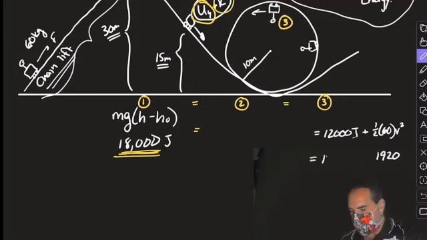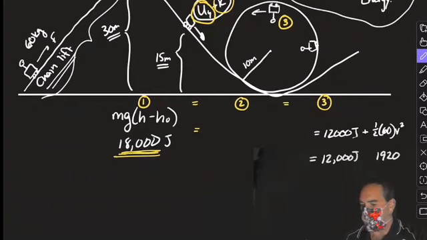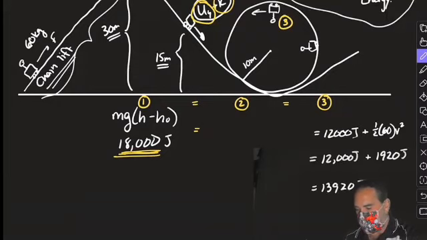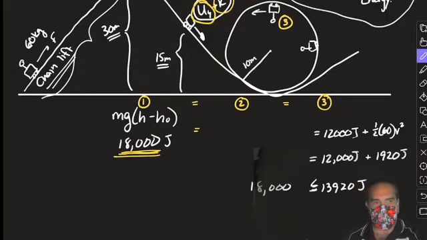And we are still 20 meters in the air. So we have 12,000 joules of potential energy, but only 1,920 joules of kinetic energy. Now, when you add those two things together, we get 13,920 joules of energy. Is this less than, equal to, or greater than 18,000 joules of energy? Right, so the work done by friction has to be what's missing here.